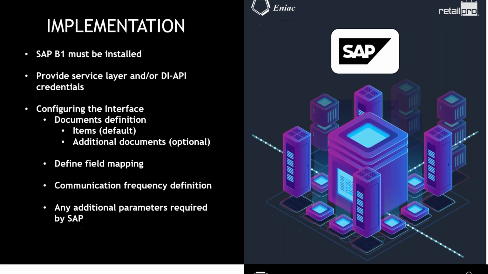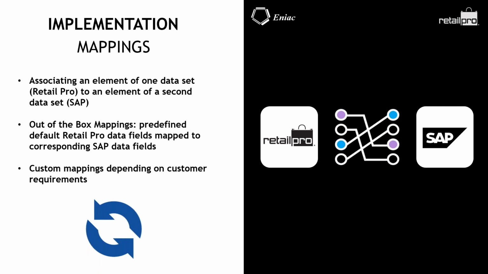Okay. The key part of this is the mappings. The mappings tell the link that for each field in this table of SAP, there is a corresponding field in this table of the Retail Pro Oracle database. Once we define the mappings, the link can work automatically. And that is the key important part of it, that it works without human intervention.